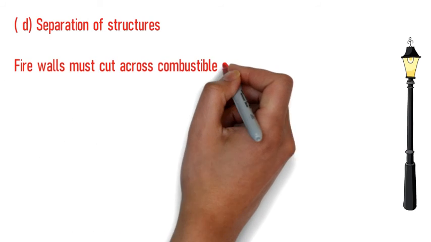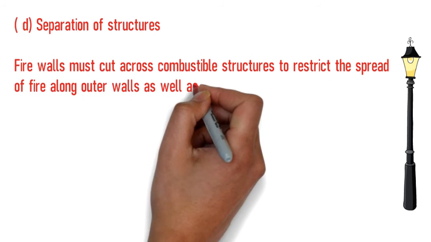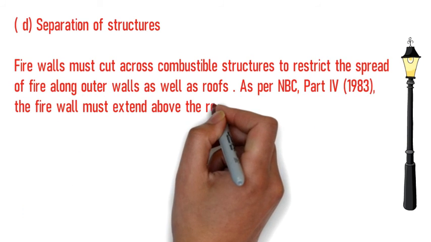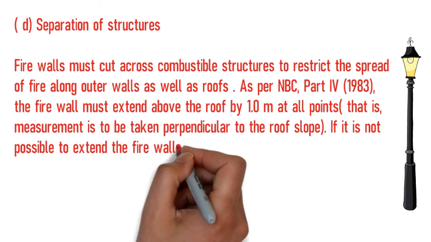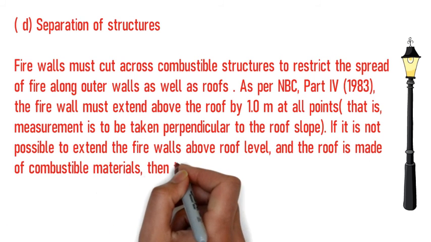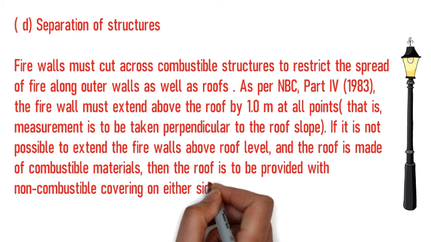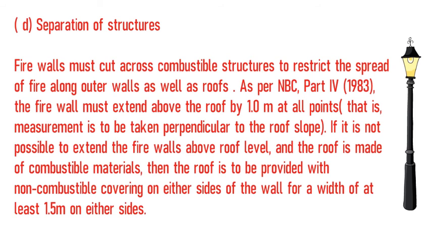Now the fourth factor is separation of structures. Firewall must cut across combustible structures to restrict the spread of fire along outer walls as well as roof. As per NBC Part 4, the firewall must extend above the roof by 1 meter at all points. If it is not possible to extend the firewalls above roof level and the roof is made of combustible materials, then the roof is to be provided with non-combustible covering on either side of the wall for a width of at least 1.5 meters on either side.